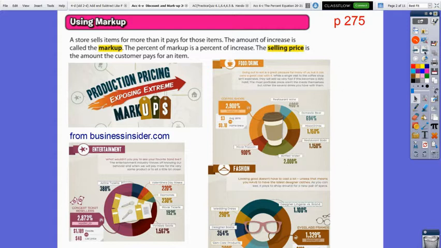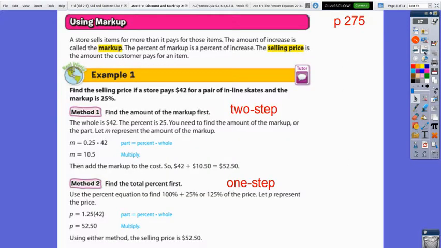In order to do markup, markup is just like a tax or a tip. It is a percent that is added on to the original price. So the question is, what is the selling price if the store purchases this pair of skates for $42 and they're going to mark up the price 25%? That's an increase of 25%, or adding 25% on to the original price that the store is paying.